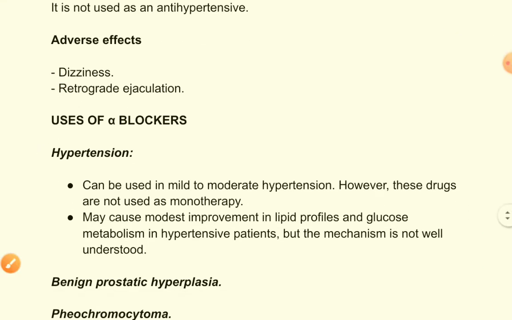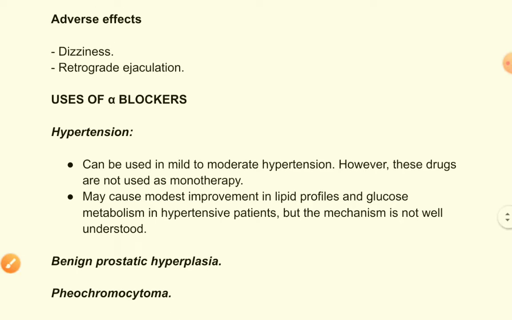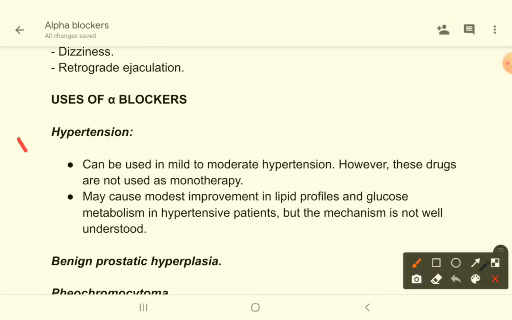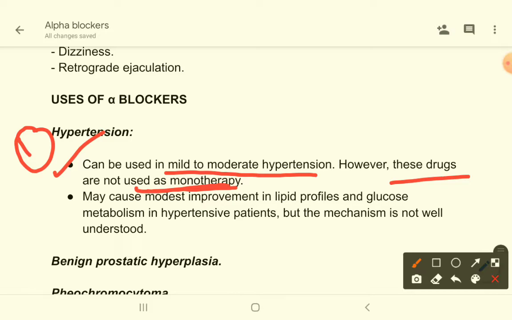Now let's come to the uses of alpha blockers. In general, where can we use these drugs? Number one, hypertension. These drugs can be used in mild to moderate hypertension. However, these drugs are not used as monotherapy. These drugs are actually used in resistant hypertension.